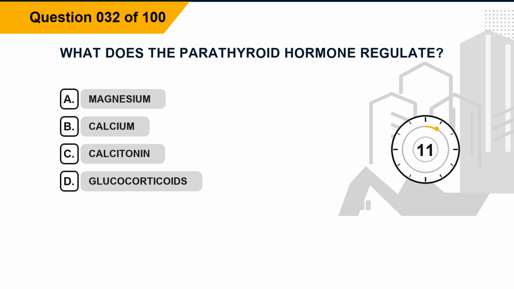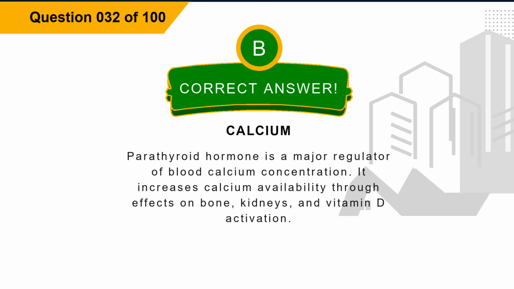Question 32. What does the parathyroid hormone regulate? Option A, magnesium. Option B, calcium. Option C, calcitonin. Option D, glucocorticoids. The correct answer is option B, calcium. Explanation. Parathyroid hormone is a major regulator of blood calcium concentration. It increases calcium availability through effects on bone, kidneys, and vitamin D activation.